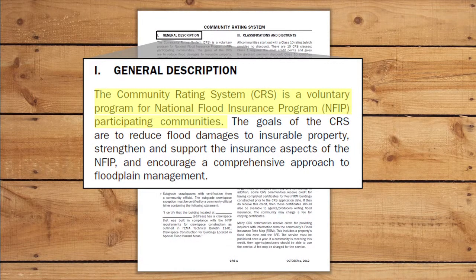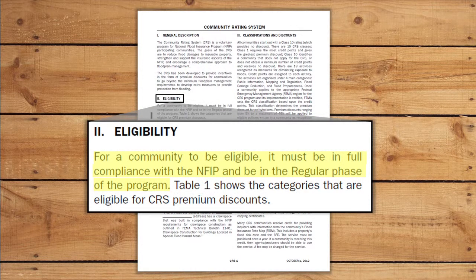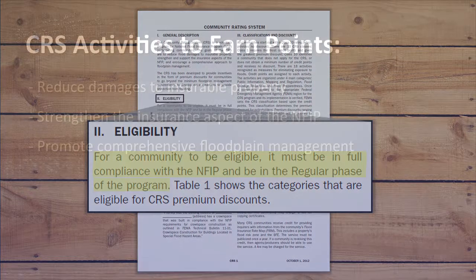Community participation in the CRS is voluntary. Any community may apply to participate in the CRS if it has been in the regular phase of the NFIP for at least 1 year and is in good standing with the program.